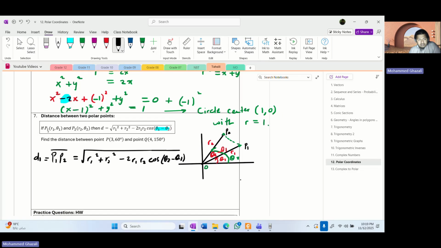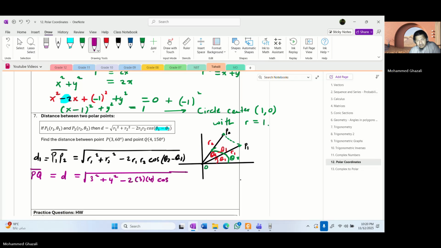Now, let's solve this equation using P, which is 3, 60 and Q, which is 4, 150. So we're finding the distance between the polar points PQ. So PQ is equal to square root of, what's R1 squared? 3 squared, plus R2 squared is 4 squared, minus 2 times 3 times 4, cos of theta 1 minus theta 2, or theta 2 minus theta 1, doesn't matter. So 150 minus 60.